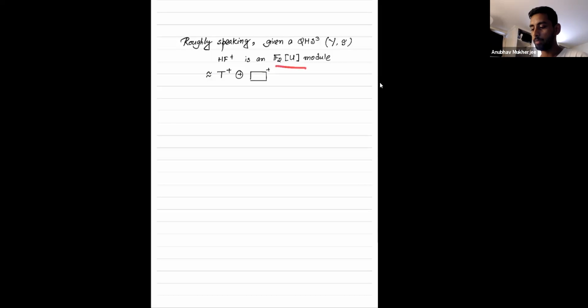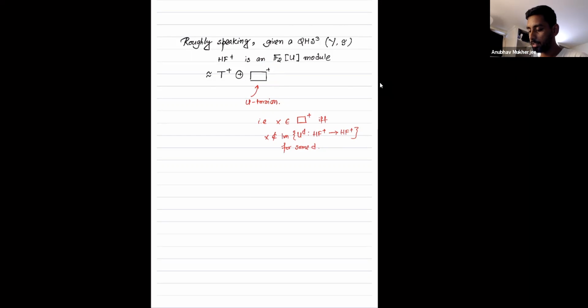So where F2 is Z mod 2, the field of order 2, and U is an element of order 2 in the multiplication, with degree 2. And HF plus is roughly speaking of this structure: T plus, direct sum with a mysterious element here. So let me say what T plus is. Oh, by the way, this mysterious element has all the U-torsion, and that means all those elements.